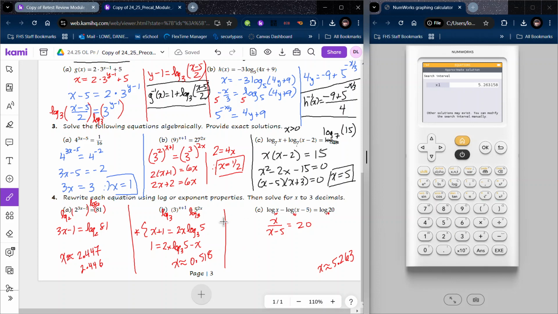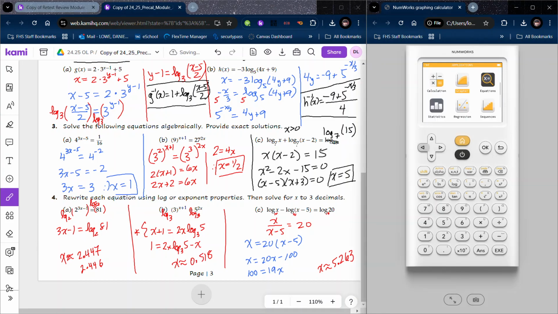If I was going to solve by hand, I would have x equal to 20 times x minus 5, which would mean that x is equal to 20x minus 100, which would mean that 100 is equal to 19x. And if I do on my calculator 100 divided by 19, I get 5.263.